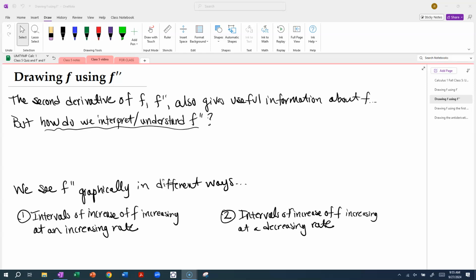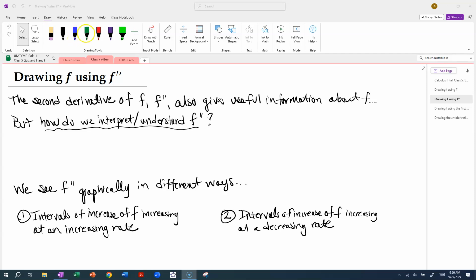As we think about the derivatives and how they can help us sketch the graph of f, if we don't know exactly what f looks like, we talked about how the first derivative has certain graphical impacts. The second derivative, the derivative of the derivative, also gives us useful information about f. But before we go into the details, the interpretation: what would the second derivative mean?